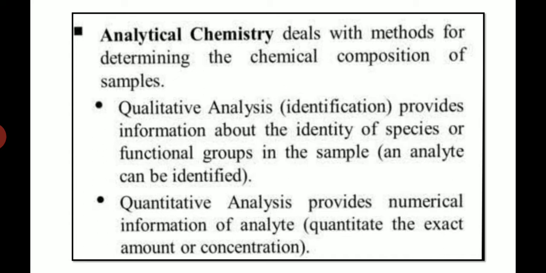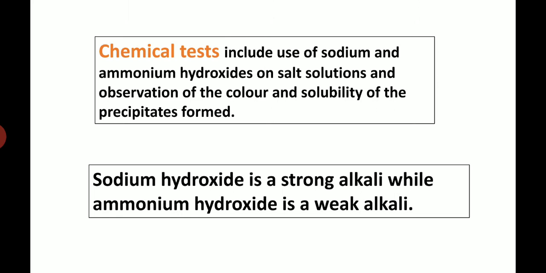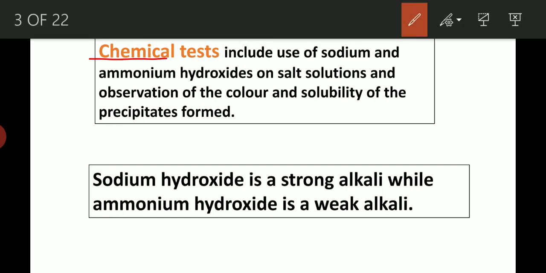Now, what do we mean by chemical tests? Chemical tests here means the use of sodium hydroxide and ammonium hydroxide on the salt solutions. Suppose we are provided with a salt sample which is unknown to us. We need to identify what that salt sample is. So we will perform certain chemical tests with sodium hydroxide and ammonium hydroxide.